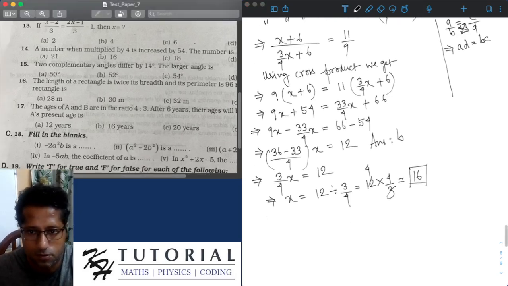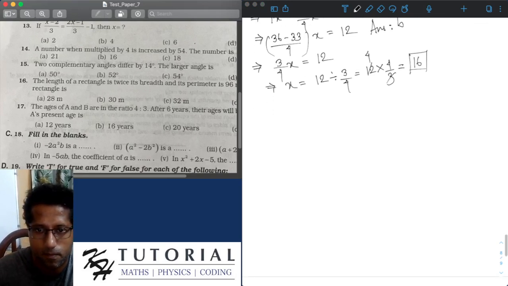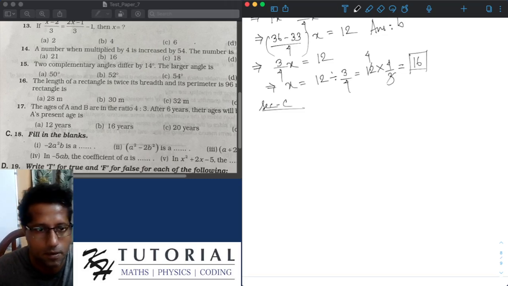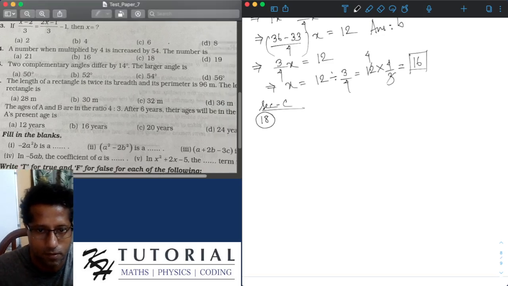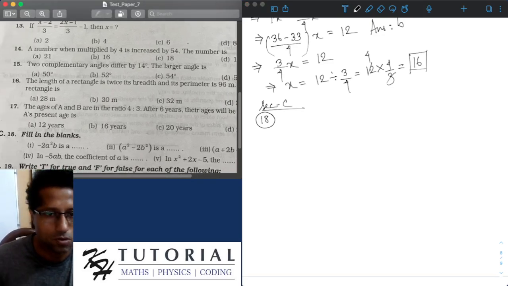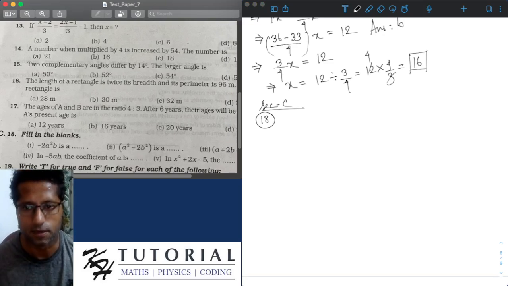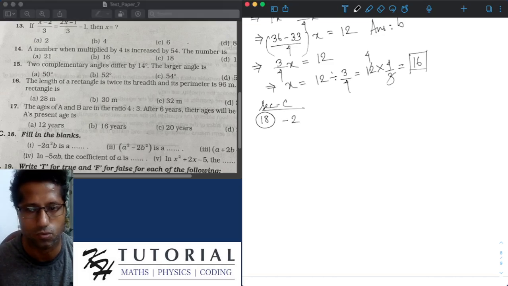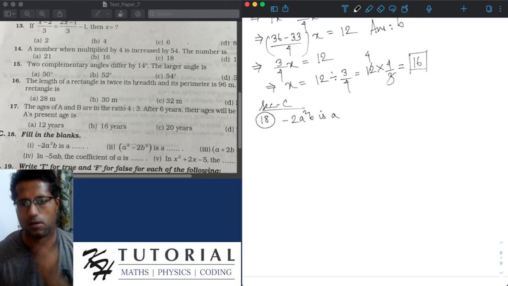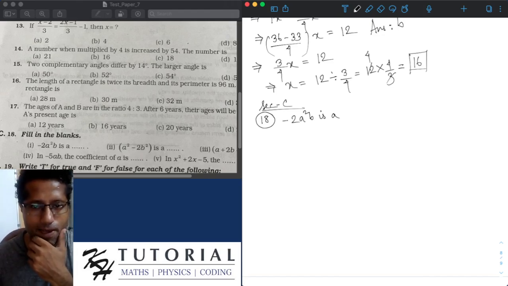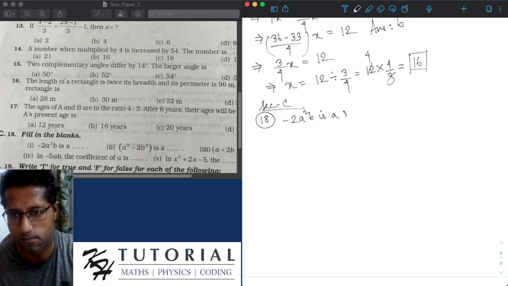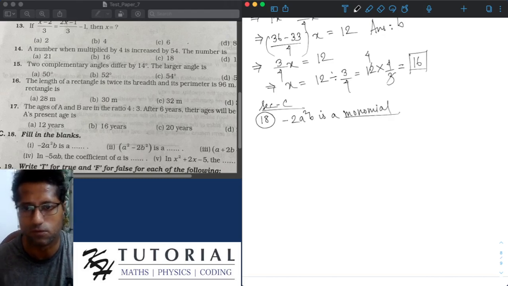Now section C, question number 18. We have 5 parts. It's a fill in the blank. What exactly is it saying? It is asking, minus 2a square b is a what? I think it's a monomial, since it's a single term. So monomial.